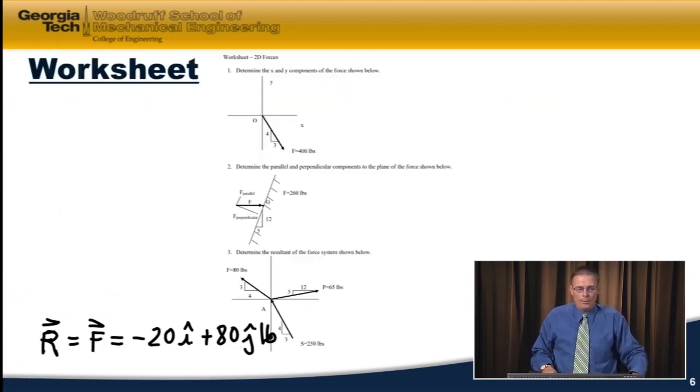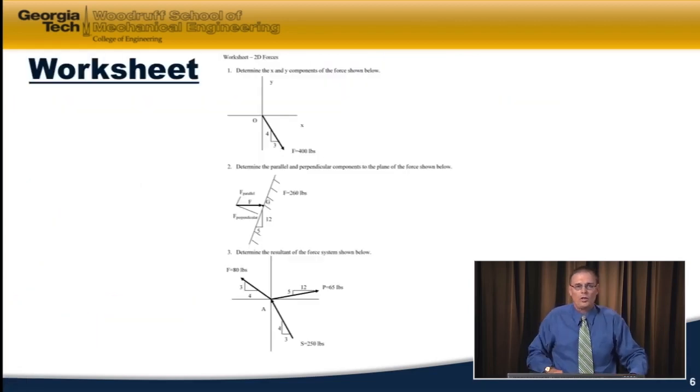Okay, in your module, I've included a worksheet, a PDF of a worksheet that you should now be able to complete and will help test whether you've learned the outcomes that are required for this module. And so there are 3 problems. One is to find the x and y components of the force as shown, and find the parallel and perpendicular components of the force as shown, and then find the resultant of the force system that's shown.